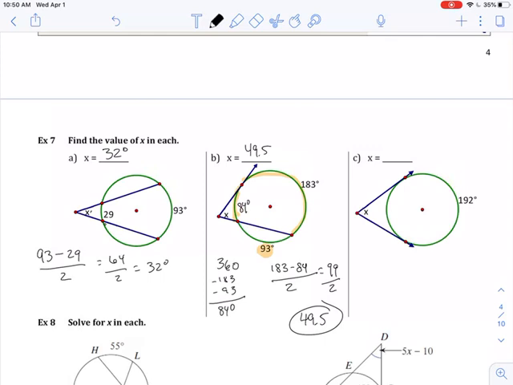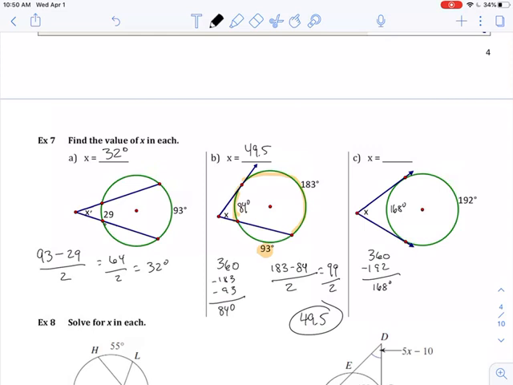This last one here, same thing. They're only giving me the one arc. I need this arc in order to do the problem. But I know the circle is going to add up to 360. So I can do 360 minus 192. And that will give me 168. So this is going to be 168 degrees.